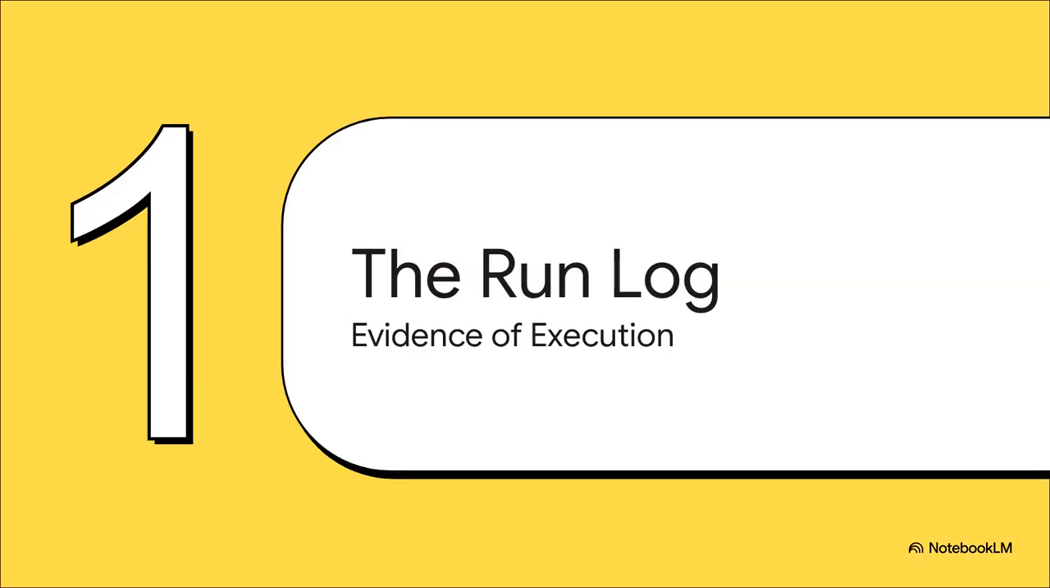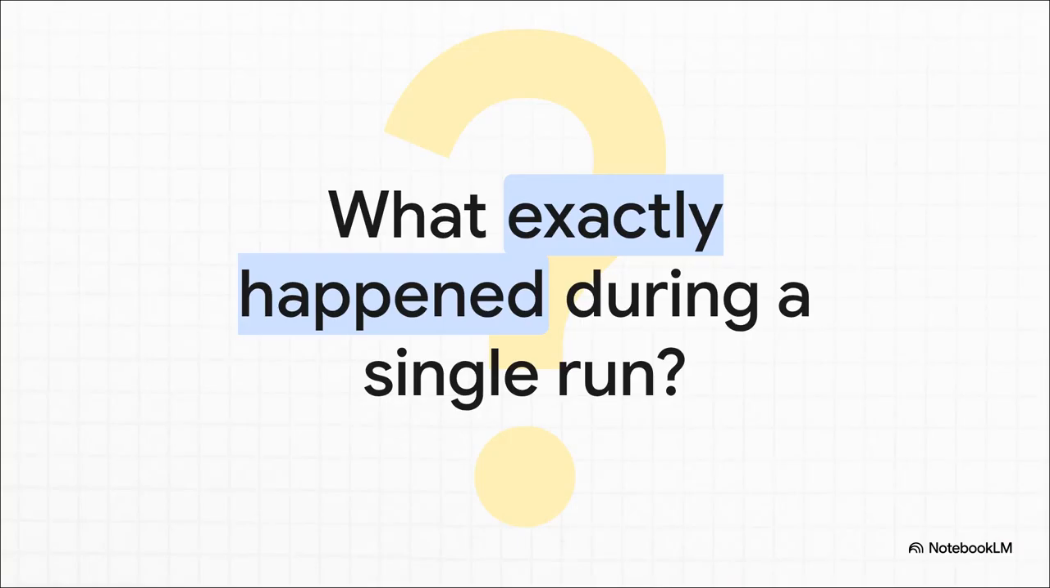So, building that forensic trail starts with our first pillar, the evidence of what an agent actually did. And we call this the run log. The run log is designed to answer that one critical question. I want you to think of it like the flight data recorder for your AI. For every single action the agent takes, it captures this immutable record of that specific operation. It gives you a perfect, complete picture of exactly what happened.